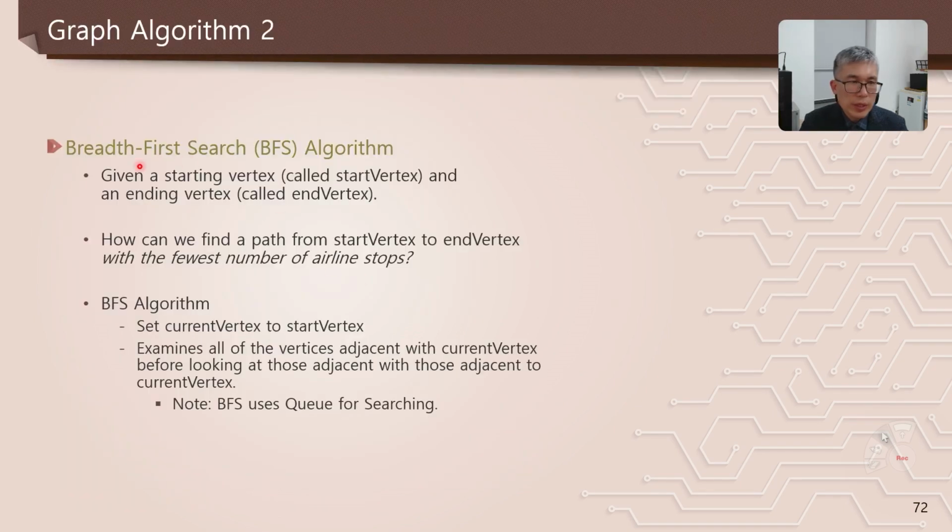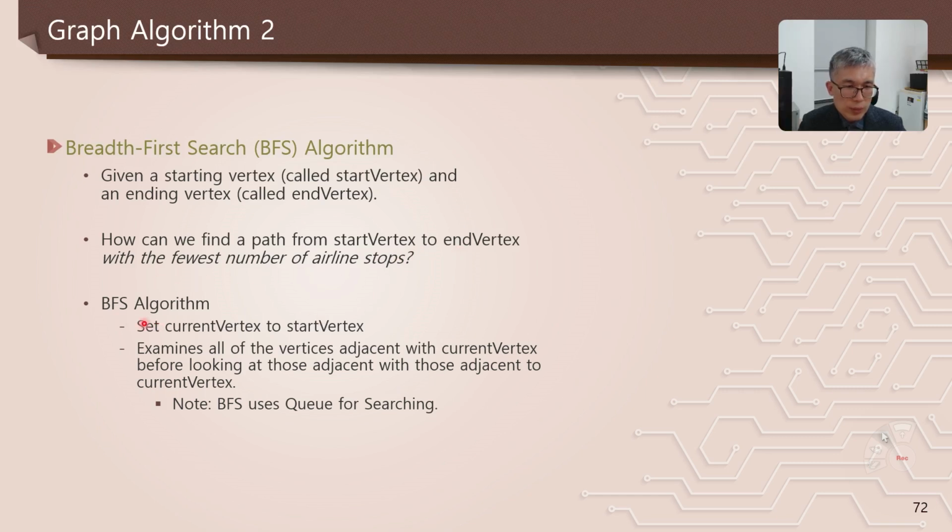Secondly, the breadth first search BFS algorithm. This one is quite useful, to traverse all vertices in a graph. Given a starting vertex and an ending vertex, can we find a flight from the start vertex to the end vertex with the fewest number of airline stops?